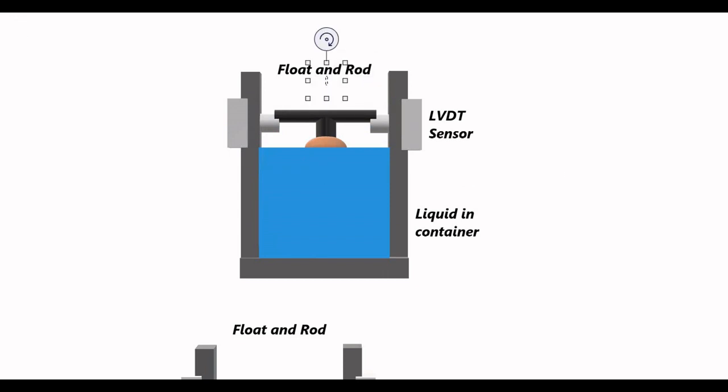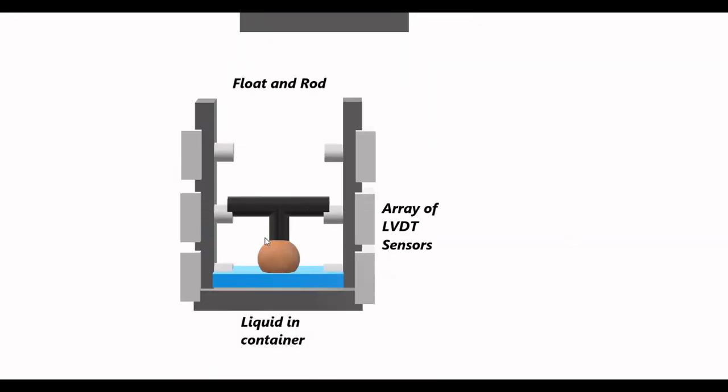In the case of a multiple sensor arrangement, there is more continuous tracking, where when the liquid level goes up and down and strikes the ferromagnetic core of the LVDT sensors, the multiple LVDT sensors are triggered depending upon the position of the float and rod. So this is all about liquid level measurement using LVDT.